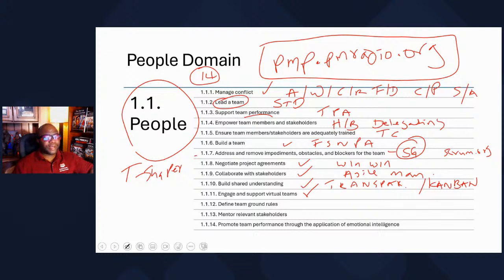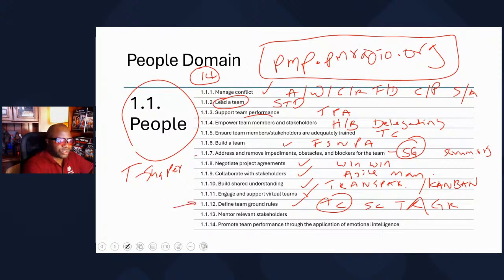When it comes to defining team ground rules, you've got to understand this is a team charter, social contract, team contract, ground rules. All that same talk goes under here, right? A team contract, a team agreement, social contract, ground rules, same thing. So when we say define team ground rules, the ground rules live in the team charter, also known as a team contract or social contract, also known as a team agreement.